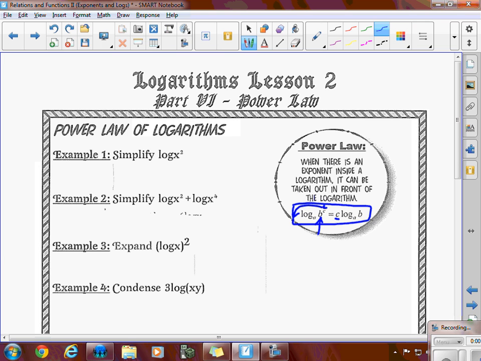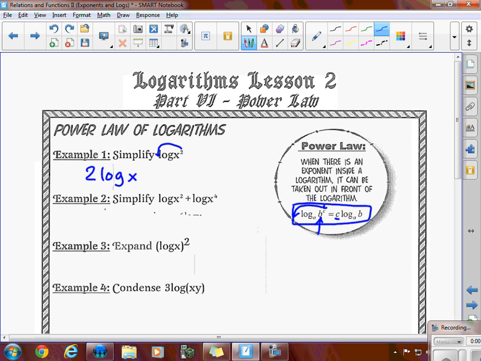So the first one says simplify log x squared. If we examine it, our stuff has an exponent of 2 on it, so that 2 simply can drop down, and we get 2 log of x simplified.